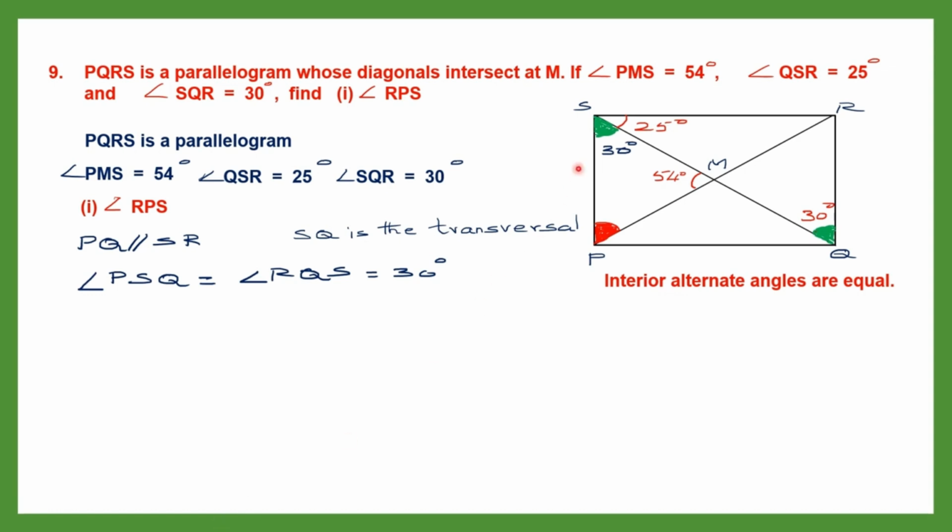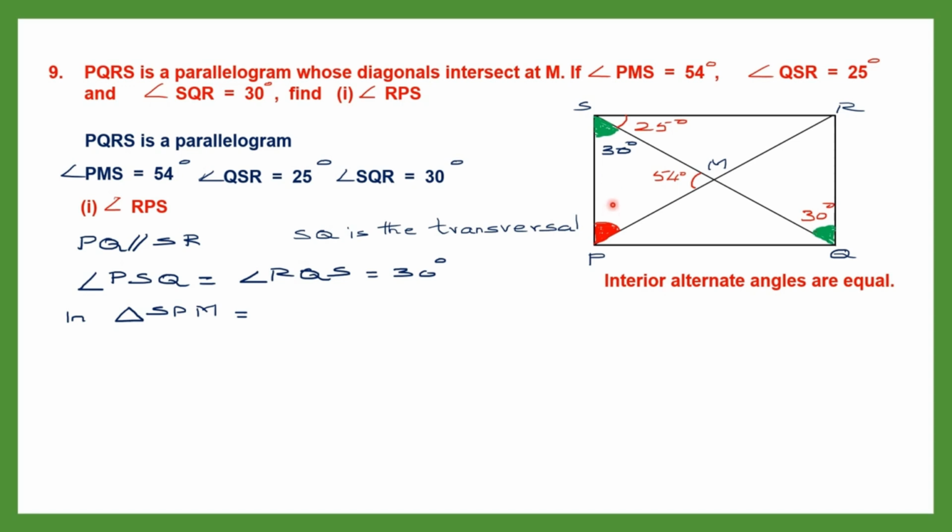So now that we have found this and this, we can find this angle, isn't it? Because we've been asked to find angle RPS, we just need this angle. Now we can consider this triangle SPM. So in triangle SPM, there are three angles, isn't it? 1, 2, and 3. To find the third angle, we just have to add up these two and subtract it from 180, because we know that the sum of angles of a triangle equals 180 degrees.